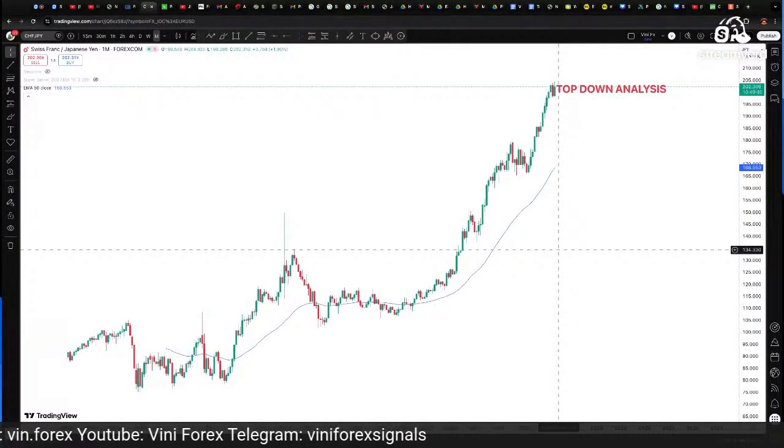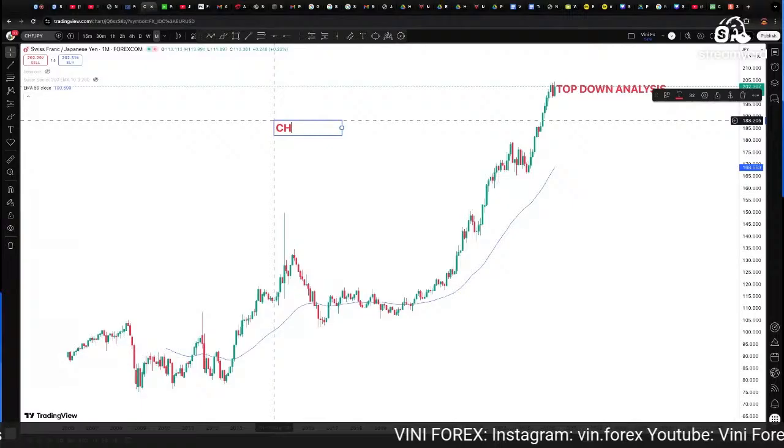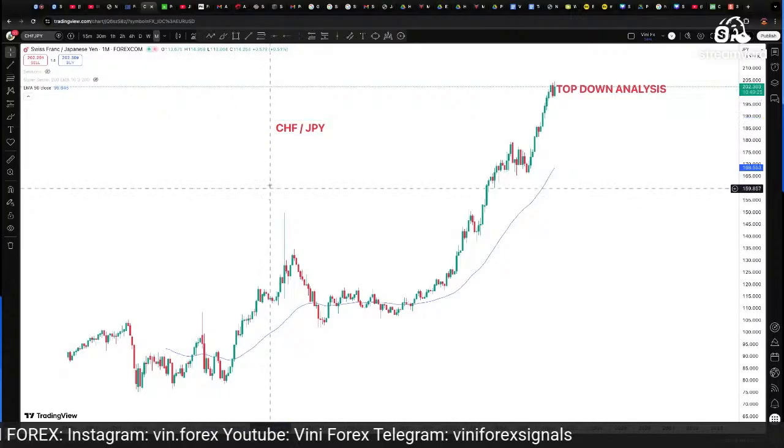So since 2006, this pair has been going up, which means the currency of Switzerland has continuously been stronger than the currency of Japan. Do you understand?